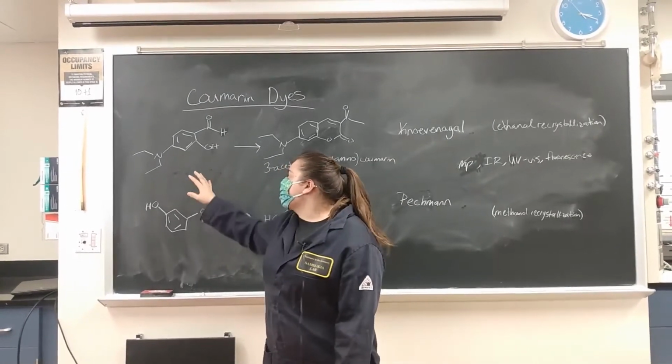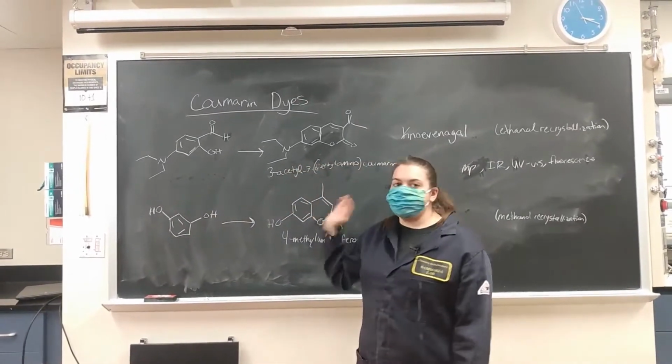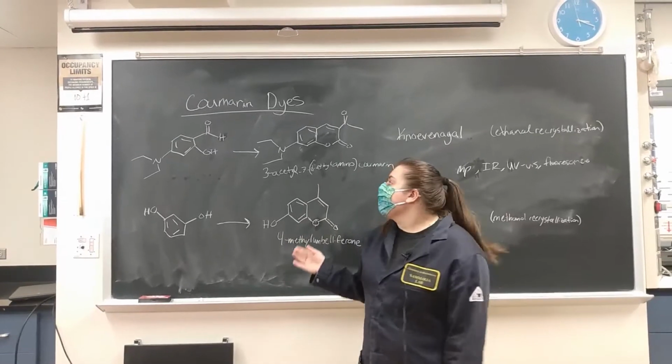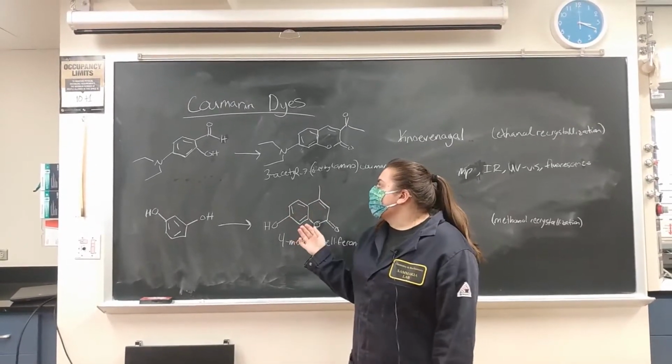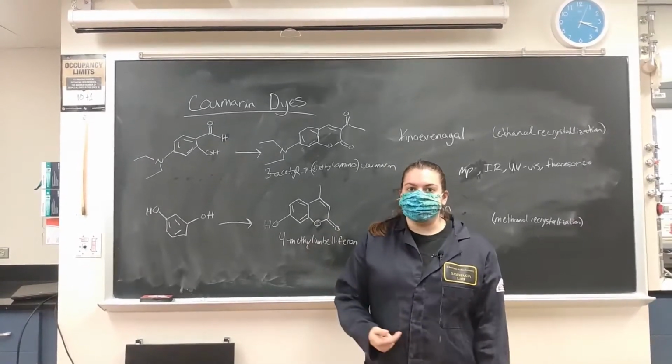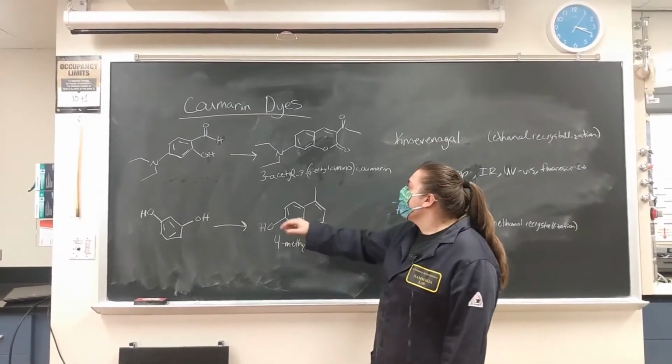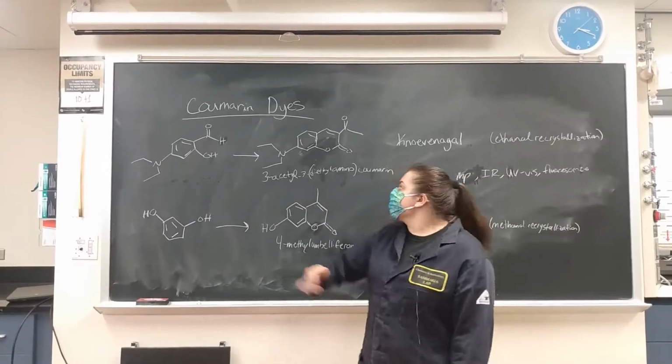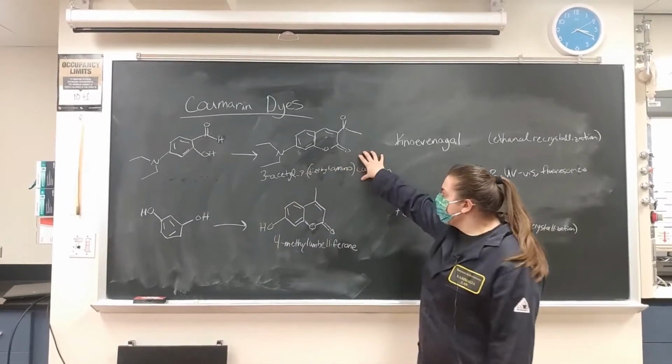What we're going to do is we're actually going to start with a base. We're going to be using pyridine. And with that base, we're going to make an enolate, which is going to undergo a modified aldol condensation, which then undergoes a transesterification to form our Coumarin dye.